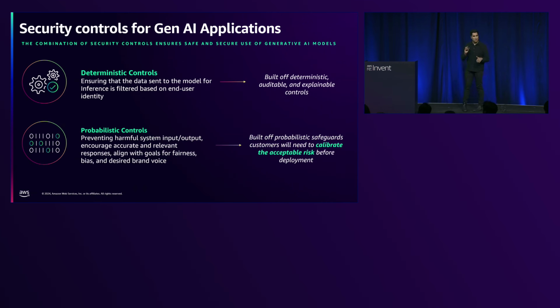The next one is a little more confusing, especially for folks that are getting started, and it's what we call a probabilistic control. A probabilistic control is much more designed for language type tasks. This is where we're preventing harmful system input or output. We're making sure that this thing's use case relevant, and it's really designed to help solve broader problems.